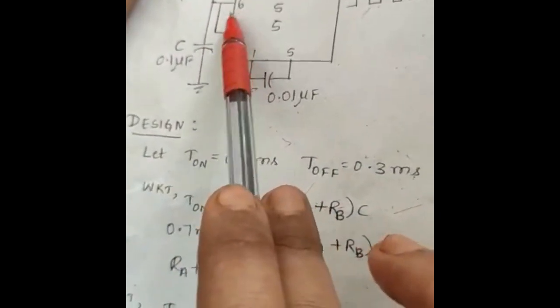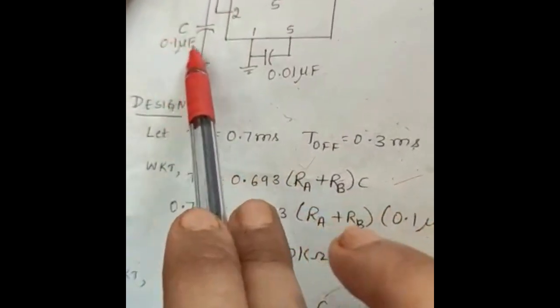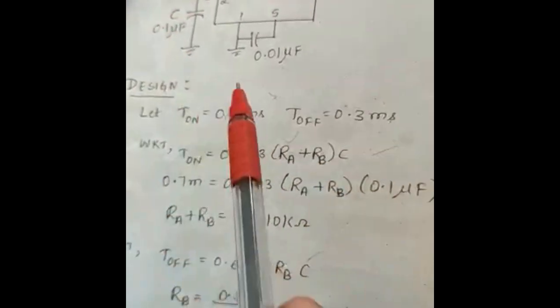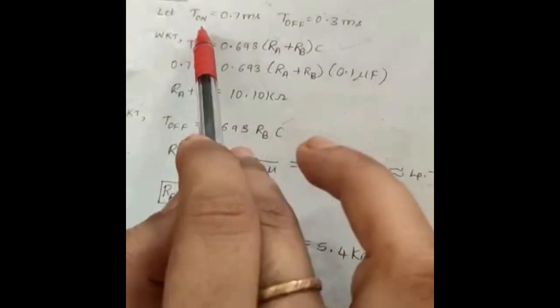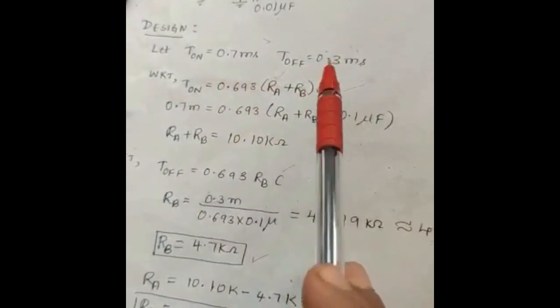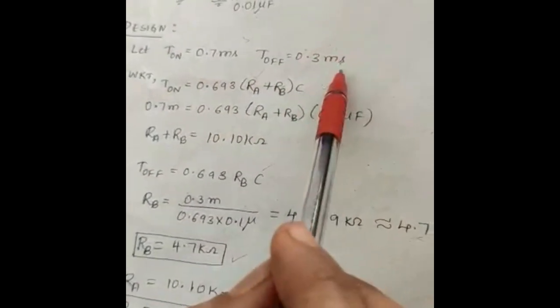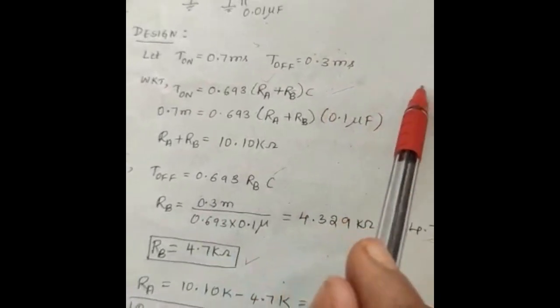Okay, so in order to see the capacitor charging and discharging, as I already told, I designed it for T on greater than T off, and we are achieving a duty cycle of 70% here. Okay, it is greater than 50%. So let's see the 555 timer.